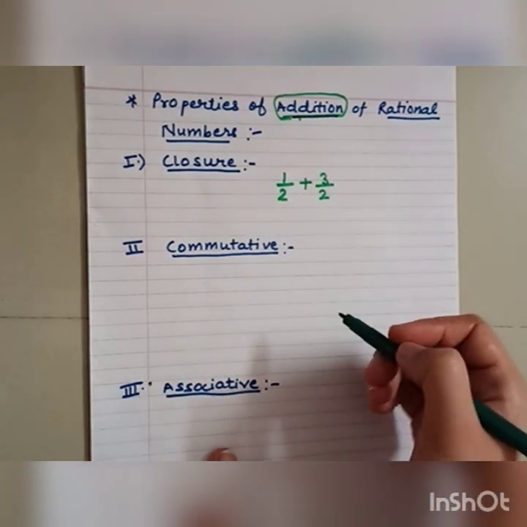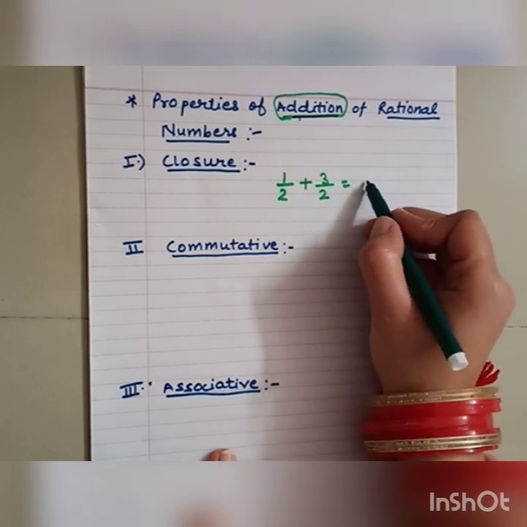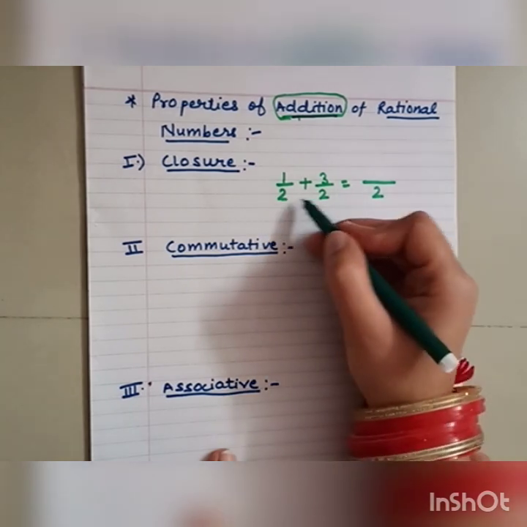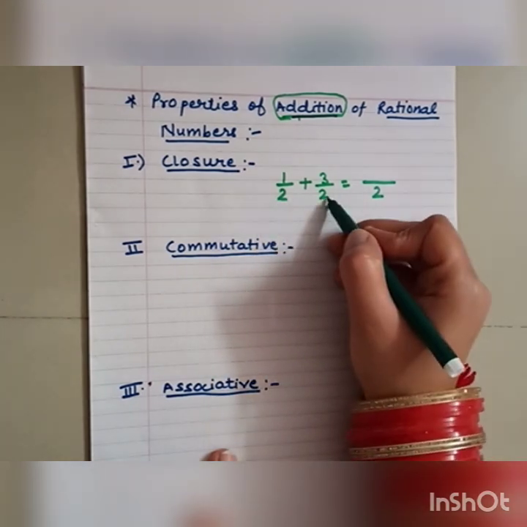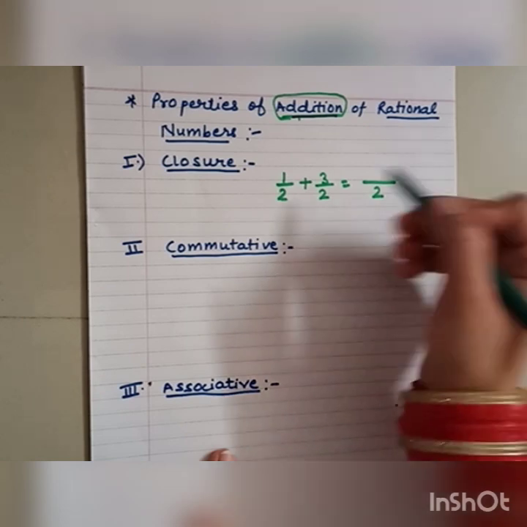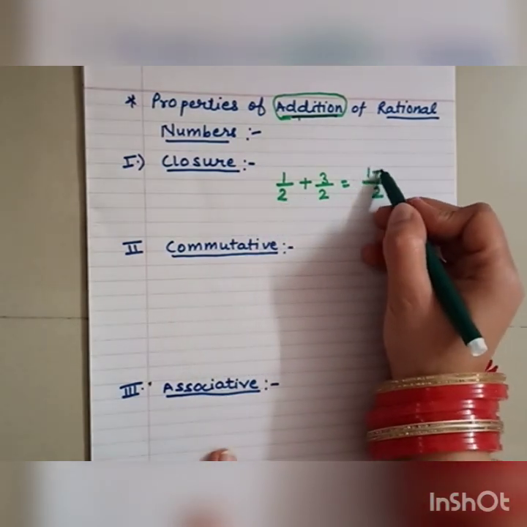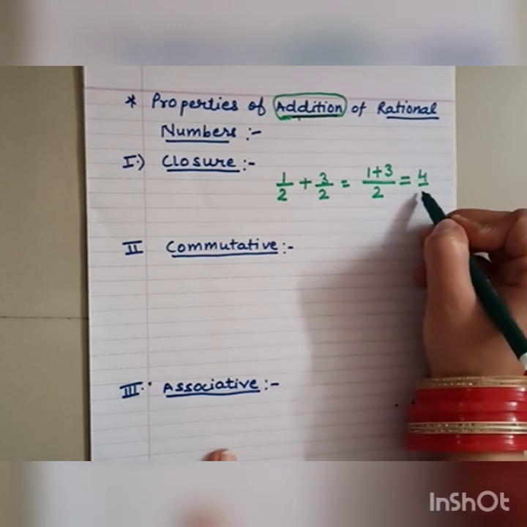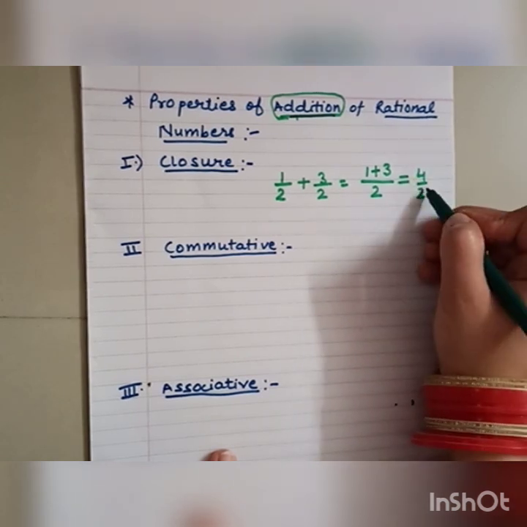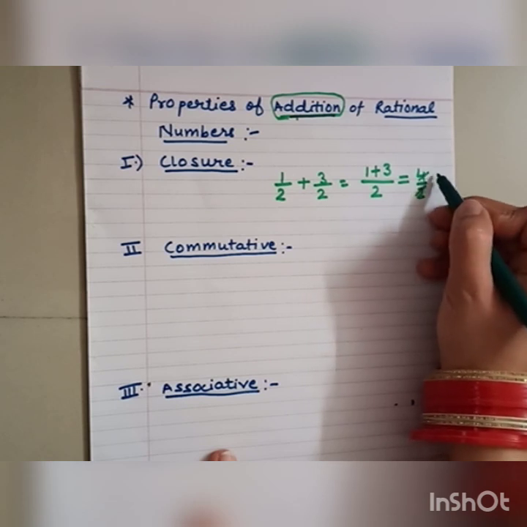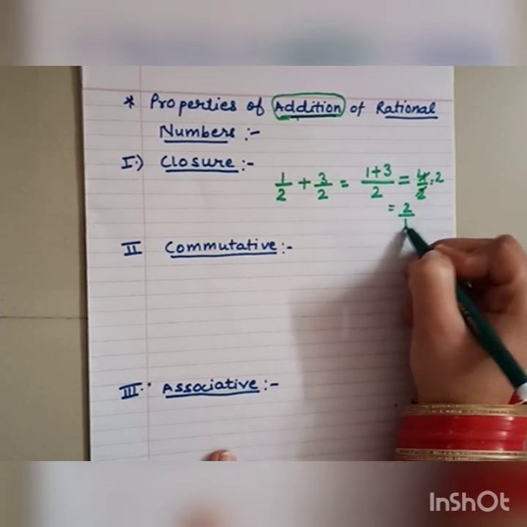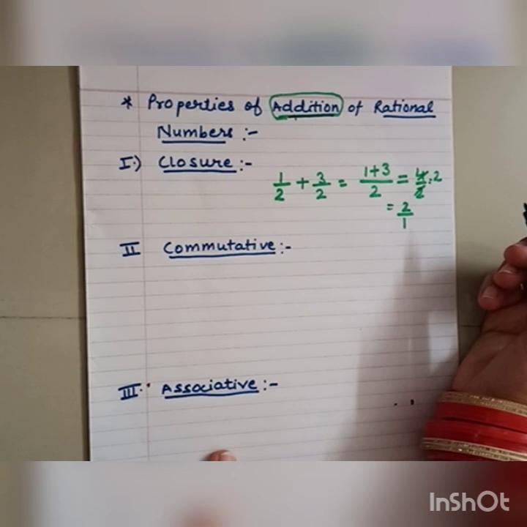When we add these two, what do we get? The LCM is 2, because in both rational numbers 2 is the denominator, so the LCM is the same. If the denominator is the same, then you can write the numerators as they are: 1 plus 3, that is 4 upon 2. Also you can write, by dividing 4 by 2, that is equal to 2. Or if you want to write it in rational form, which means P by Q form, you can write it as 2 by 1.